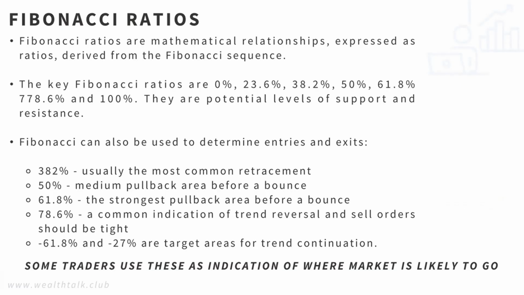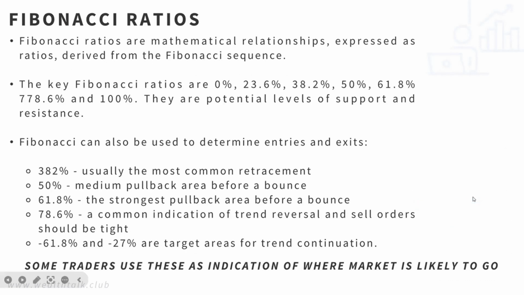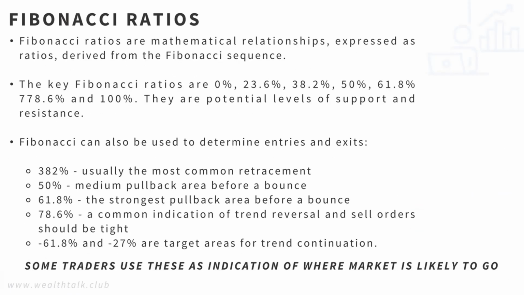Fibonacci can also be used to determine entries and exits. 38.2% is usually the most common retracement level. 50% is a medium pullback area before a bounce. Here we have got 50. 61.8 is the strongest pullback area before a bounce. 78.6 is a common indication of trend reversal, and sell orders should be tight.